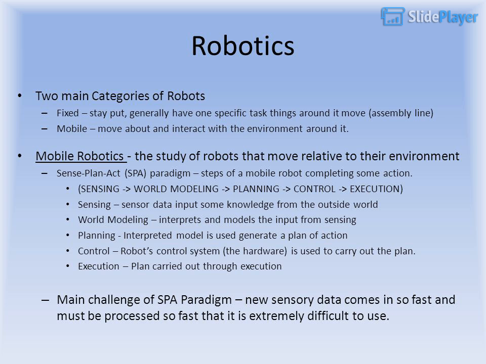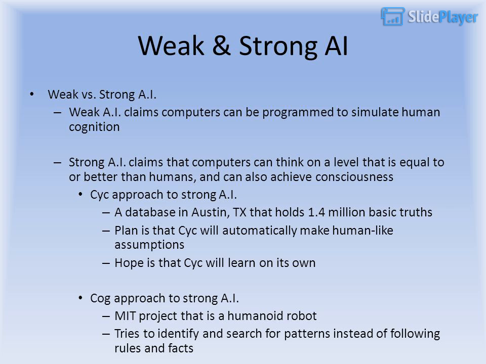The main challenge of the SPA paradigm is that new sensory data comes in so fast and must be processed so fast that it is extremely difficult to use. Weak versus strong AI. Weak AI claims computers can be programmed to simulate human cognition. Strong AI claims that computers can think on a level that is equal to or better than humans, and can also achieve consciousness.